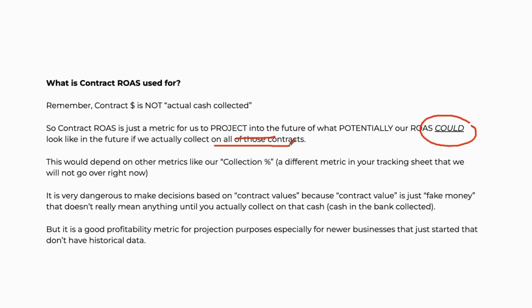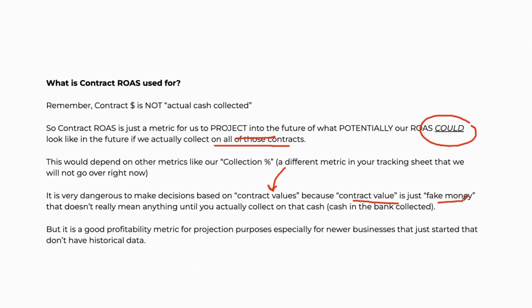Now, it's very dangerous to make decisions based off of contract values, because contract value is sometimes like fake money, since it's just projected potential money you will collect in the future. You cannot say, cool, my contract ROAS is like 8x or 10x or 15x, so therefore I'm going to spend money based off of money that I don't have right now, but that I'm going to collect in the future. It doesn't really mean anything. Contract value doesn't really mean anything unless we actually collect on that cash, aka cash in the bank. We process the card and that money is now in the bank, okay? It's not like, oh yeah, the person promised they're going to pay.